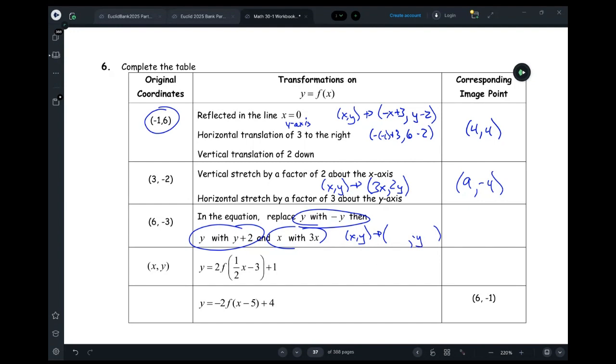But if I replace y with y plus 2, that means the graph is actually going down 2. If I replace x in the function with 3x, that means there's going to be a horizontal stretch by a factor of 3. Because when we talk about the replacements that are in the function, that is actually going to look a bit opposite to what the actual transformation is. So now 1/3 of 6 is going to be 2. And then the negative of negative 3 will be positive 3 minus 2 is 1. So 2 comma 1.